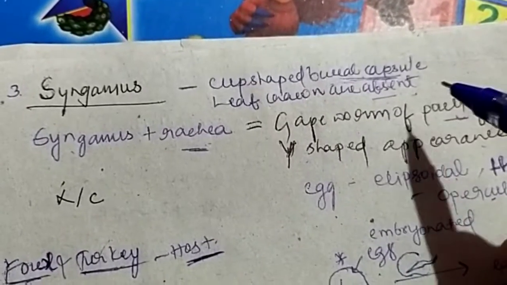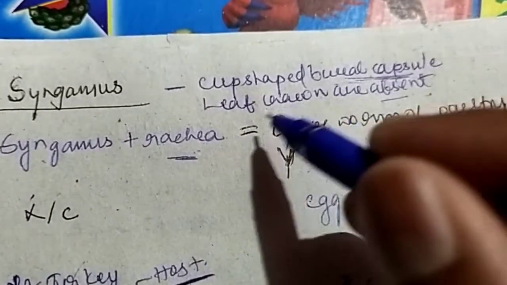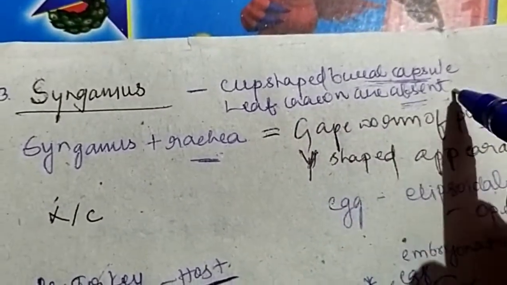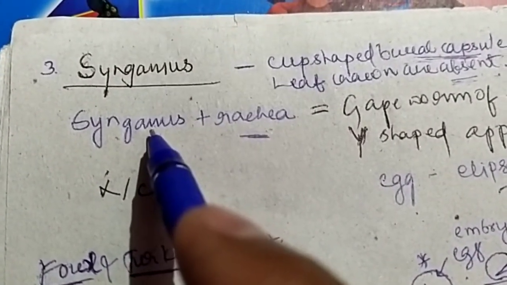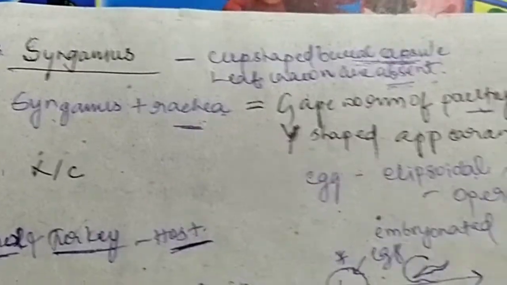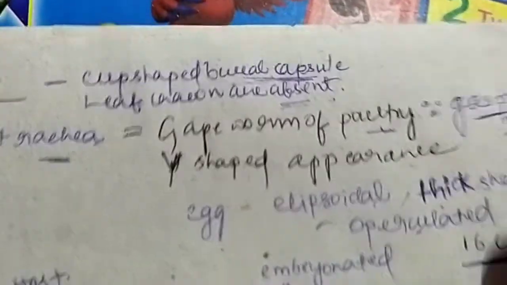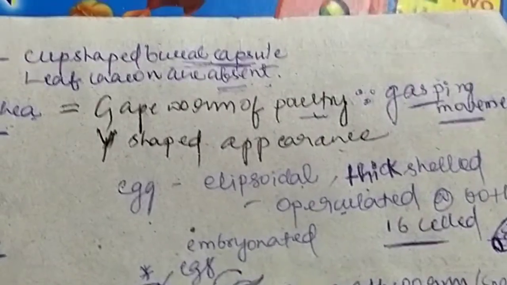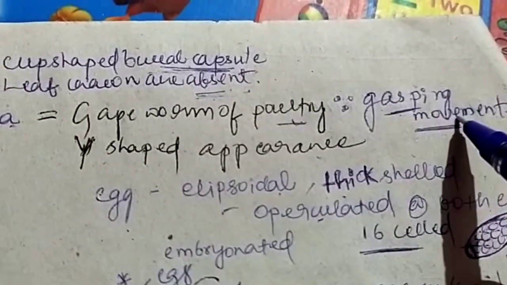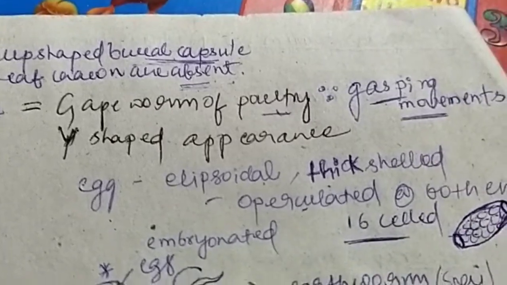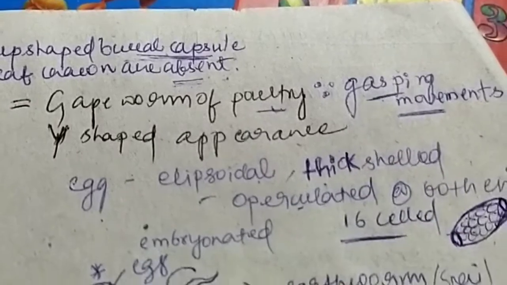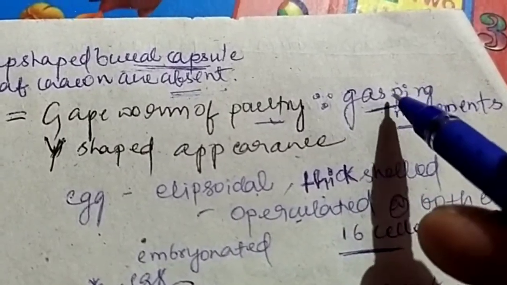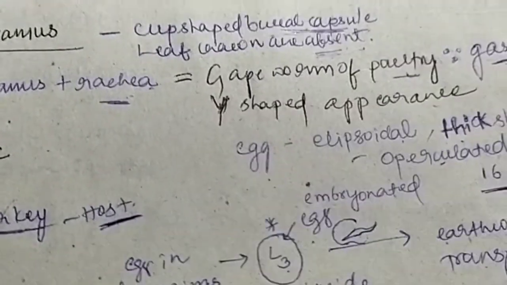The species of the genus Syngamus have a cup-shaped buccal capsule, and the leaf crown is absent. The species Syngamus trachea is also called the gapeworm of poultry. It is because the affected poultry show a typical gasping movement, because the poultry have difficulty in breathing. Because of this, the worms are called gapeworm of poultry.